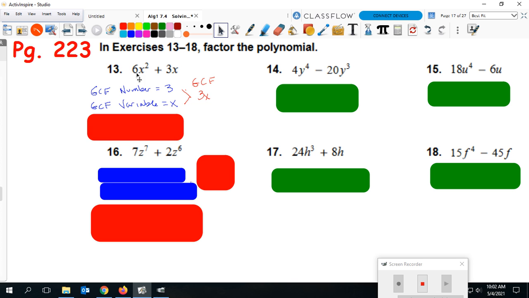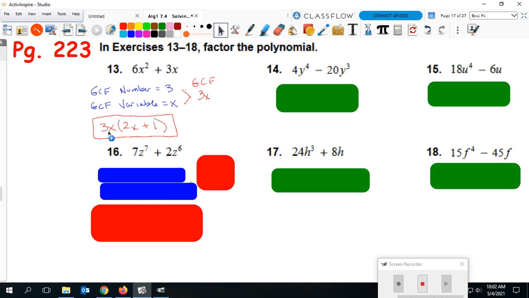And then what would be left from each of these two terms? So from the first term, if I divide basically each one of these by a 3x, 6 divided by 3 is 2, and there's 1x left. And then if you divide 3x by itself, there's just a 1 left. So it's plus 1. So if you factor out the whole thing, you have to still put a 1 there, because you need to realize that what we're doing, basically factoring, is the opposite of multiplying.